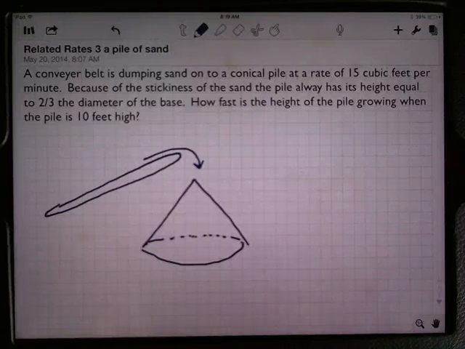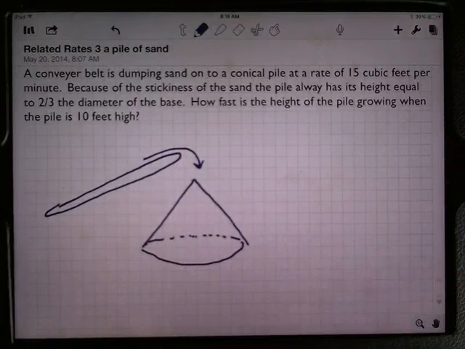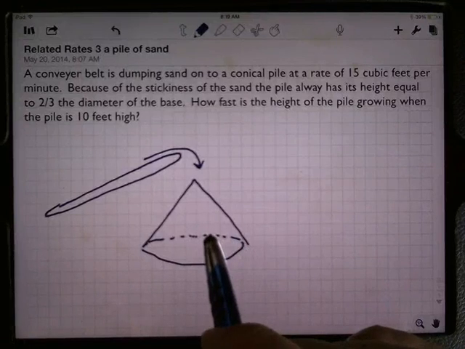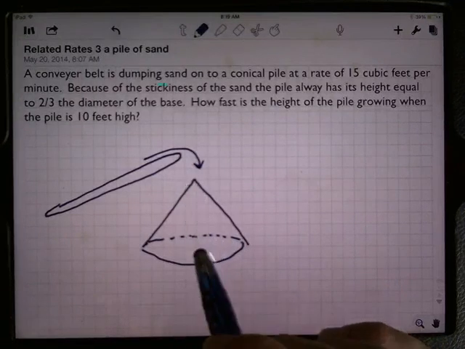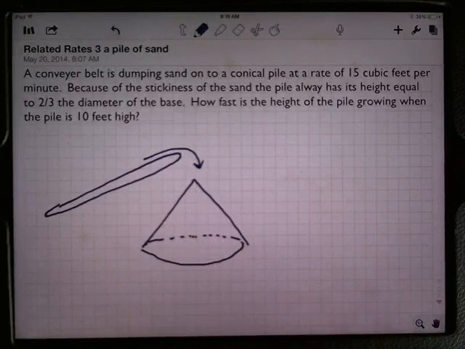All right, here's another example of a related rate problem. I have a conveyor belt dumping sand onto a conical pile at a rate of 15 cubic feet per minute. Because of the stickiness of the sand, the pile always has its height equal to 2/3 the diameter of the base. This is not uncommon.